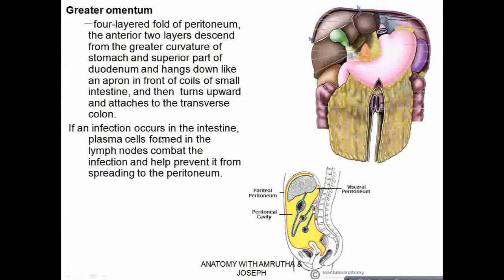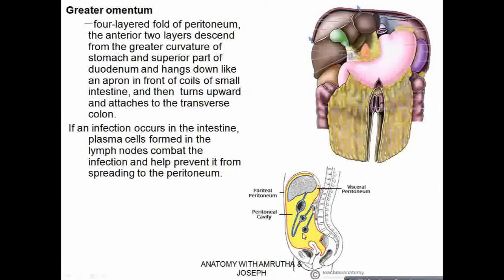In an infection, if an infection occurs in the intestine, plasma cells formed in the lymph nodes combat the infection and help prevent it from spreading in the peritoneum. The greater omentum is also called the policeman of the abdomen. You can see that it is hanging like an apron, and it covers almost all the intestines. The small intestines are seen posterior to the greater omentum, so it lies anterior to the small intestine.